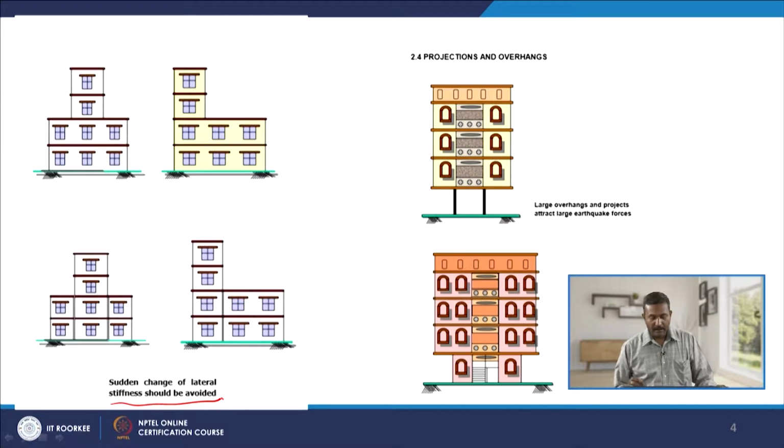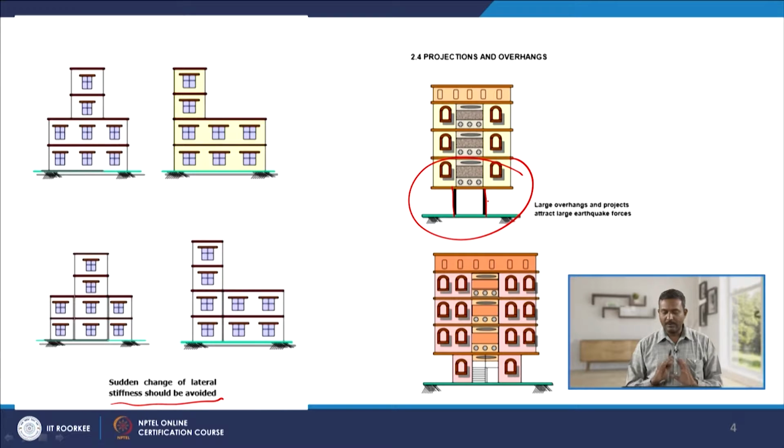Similarly, in the projections and overhangs, here just on two stilts the whole building has collapsed, so this is very unstable, and you need to have some kind of support system. In order to have this kind of large overhangs, you are keeping load over a load and it may collapse. That's what he says, large overhangs and projections attract large earthquake forces.